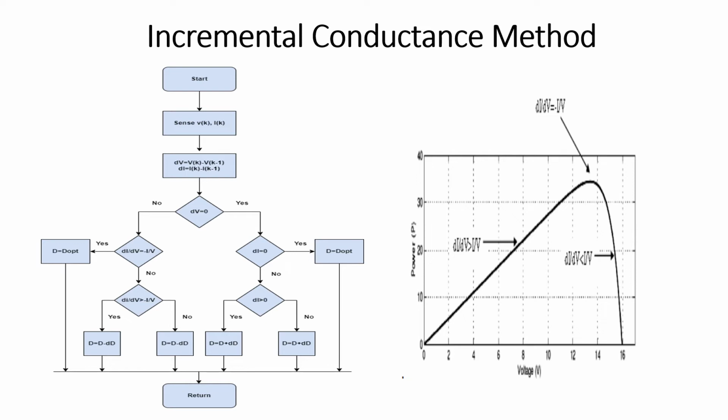So when di by dv is greater than I by v, it is on the left hand side, so it will increase the duty cycle and put the point at the maximum power point. Or when di by dv is less than I by v, the duty cycle will be reduced and the voltage will shift again to the maximum power point. So by integrating this method, the PV cell can maintain maximum power output.